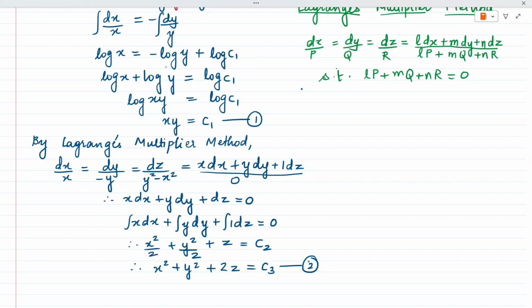Did you all understand what we did here? Is the method understood and clear with everyone? Did you get this? Yes, please.